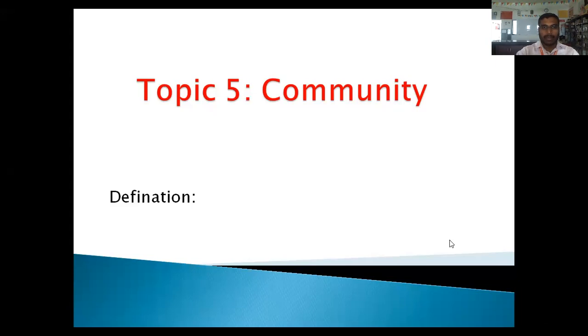It also includes the structure of community, then the characters of community and community succession. Okay, in this slide, we will first see the definition of community.